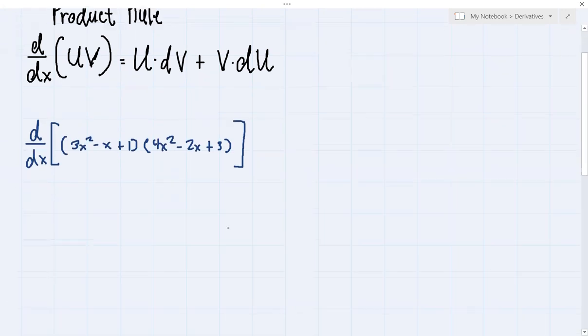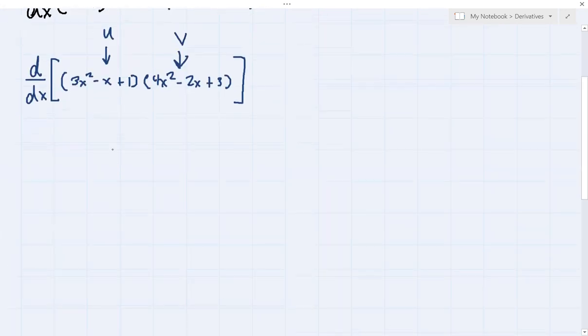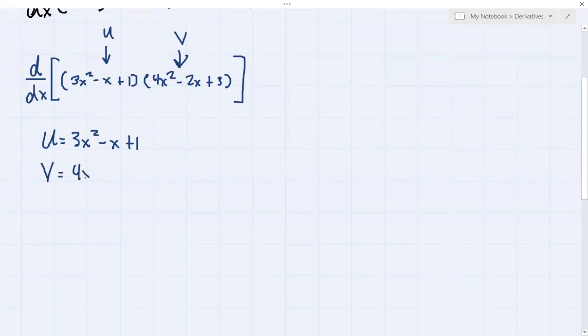Okay? So, dito, alright, you can now pick which one will be your u and which one will be your v. Okay? So, yung u mo rito, that would be 3x squared minus x plus 1. Tapos here, we have your v. We have 4x squared minus 2x plus 3. Ngayon, let's get the derivative of your u.